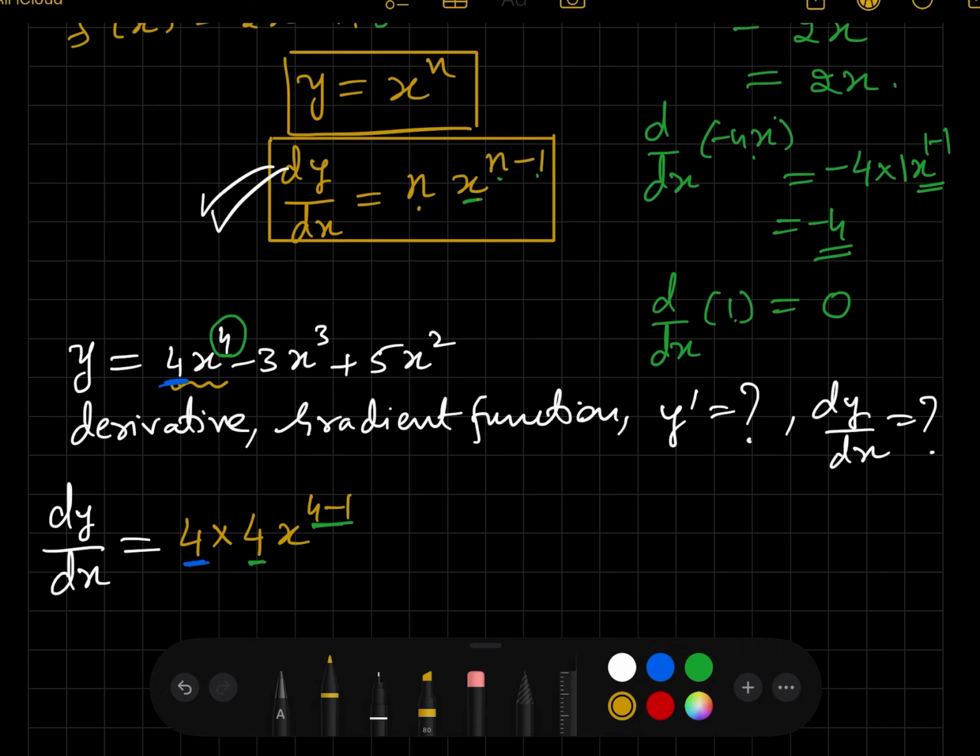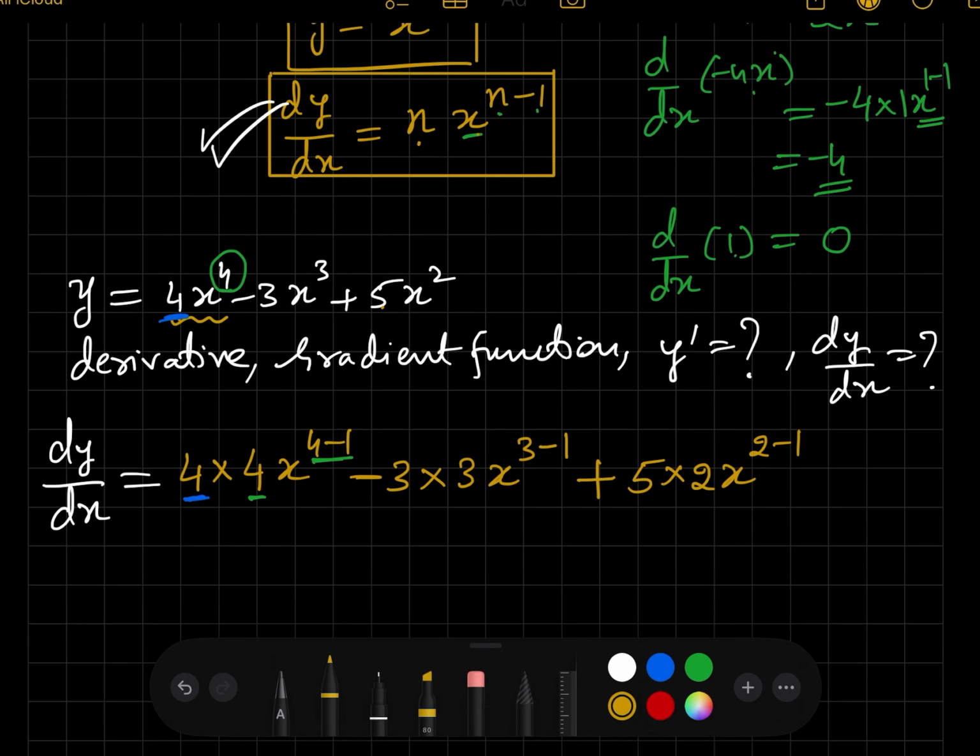Then coming to the next term, which is minus 3 x raised to 3. So multiply minus 3 as it is, and x raised to 3 gives 3x raised to 3 minus 1. We have to do n minus 1. Plus now this 5x square: the constant number 5 is written as it is, and x square gives 2x raised to 2 minus 1. Understood? Now we have to simplify it.